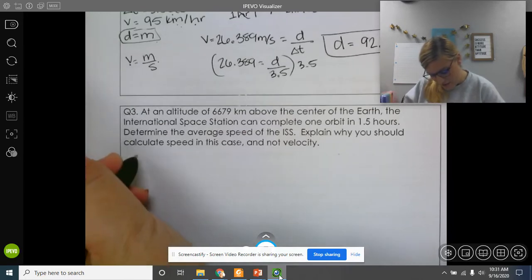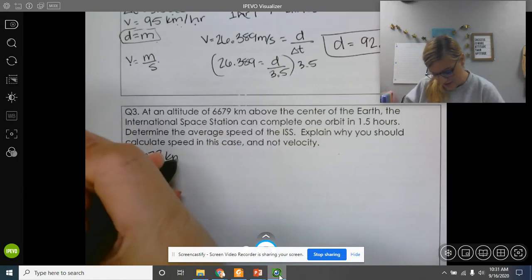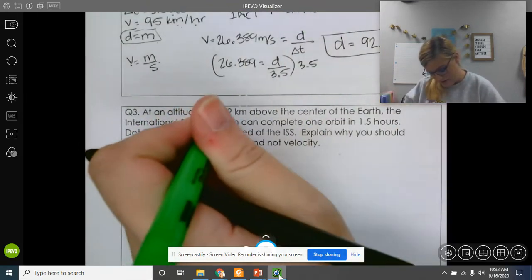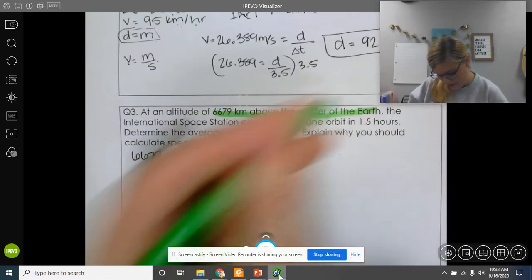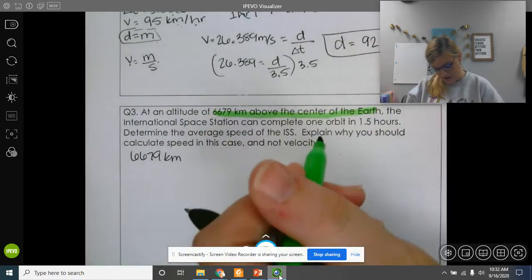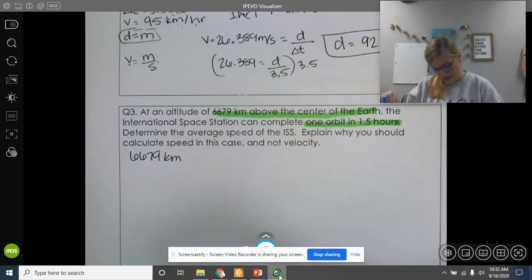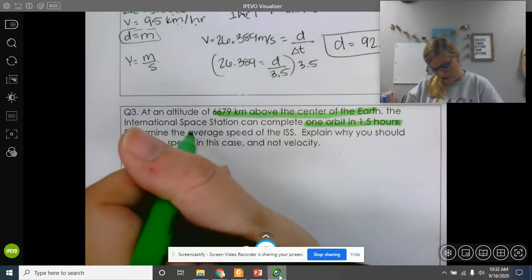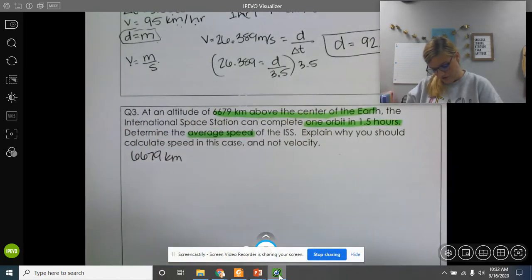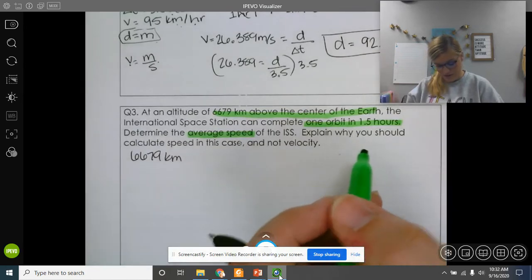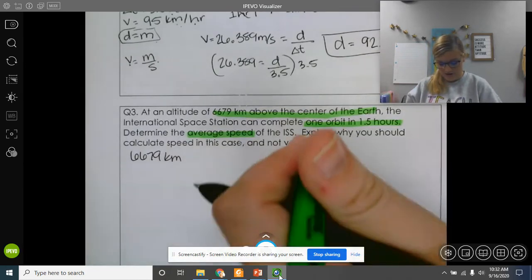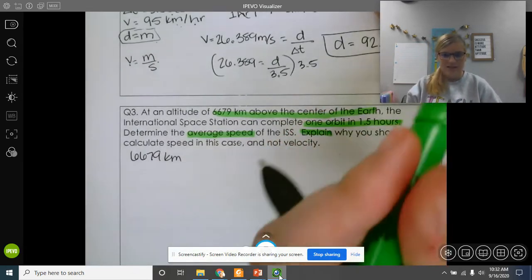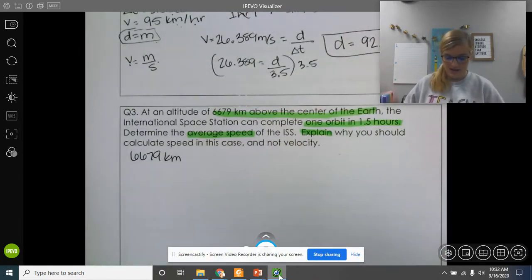So, at an altitude of 6,679 kilometers above the center of the Earth, the International Space Station can complete one orbit in 1.5 hours. We want to determine the average speed of the International Space Station. And then they want us to explain why we need to calculate speed and not velocity. So I like to always highlight "explain" so that I make sure that I go back and do that second part and get those points.